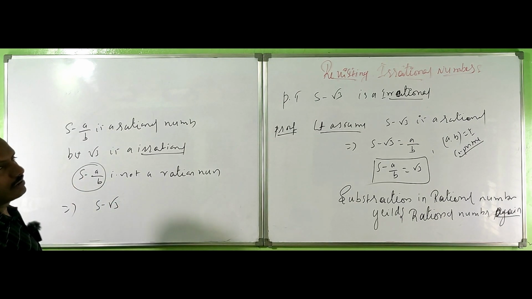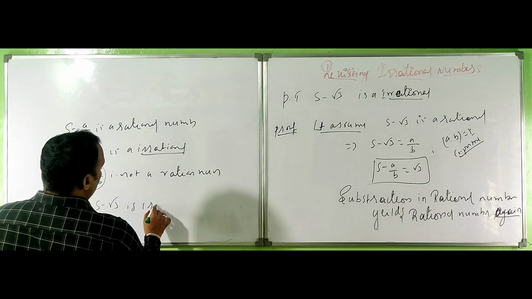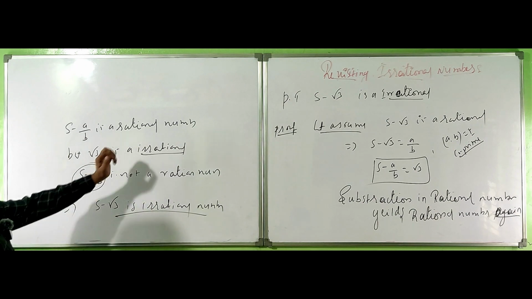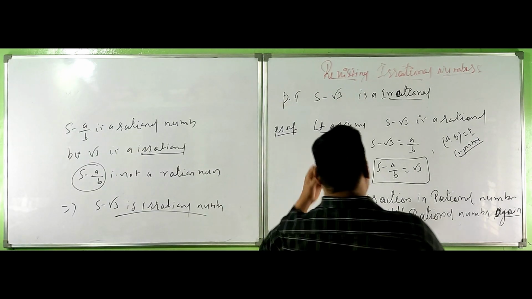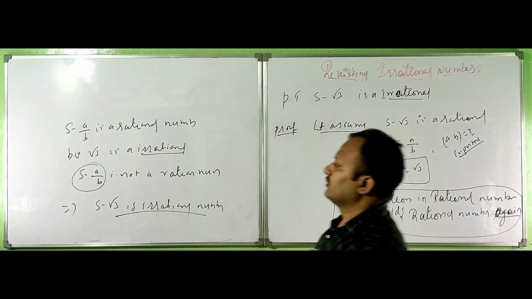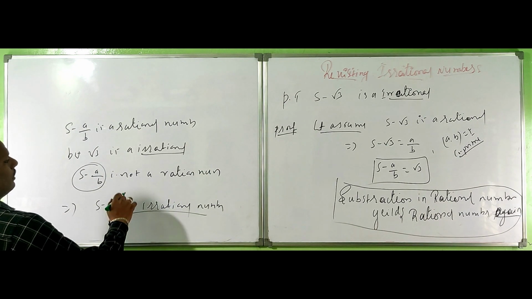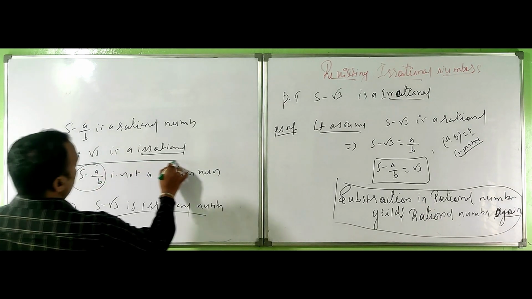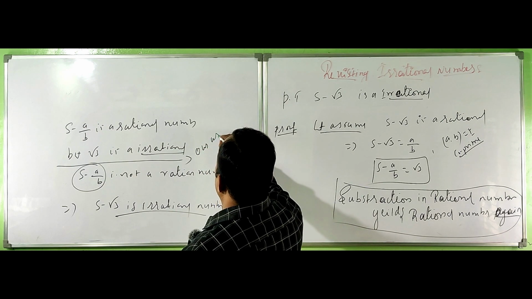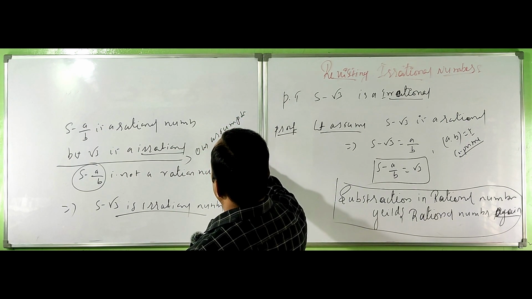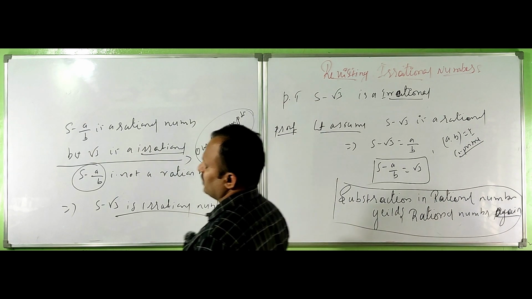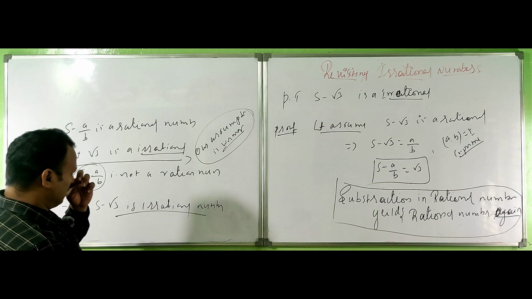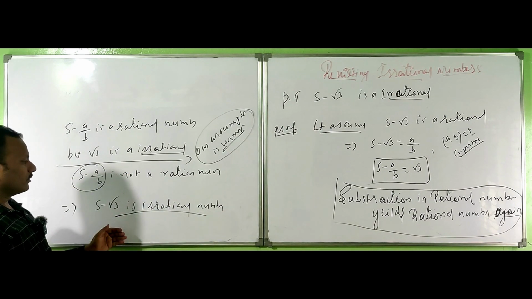is not a rational number, so both are equal. 5 minus root 3 is an irrational number. Here is the important thing: our assumption is wrong. We have to write that our assumption is wrong, it is contradictory. This is the only thing. Therefore, 5 minus a by b is not a rational number, and 5 minus root 3 is an irrational number.